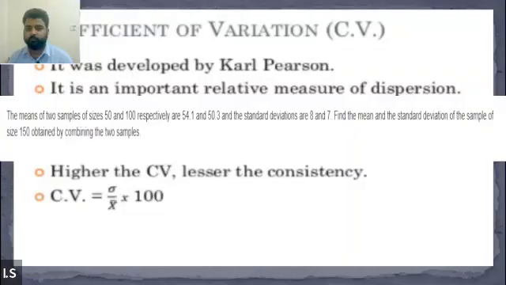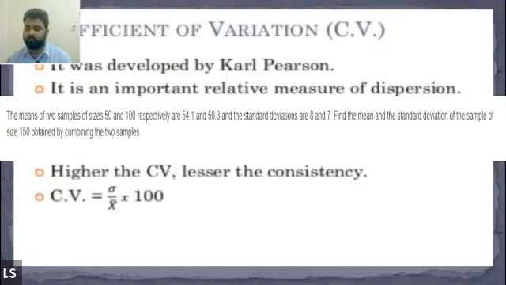Okay, so before moving forward, I want to do a few questions based on the previous concepts, and then we will start with a new concept, which is coefficient of variation. Is this question visible to you on screen? Yes, sir. The mean of two samples of size 50 and 100 are respectively 54.1 and 50.3, and standard deviations are 8 and 7. Find the mean and standard deviation of the sample of size 150 obtained by combining the two samples.